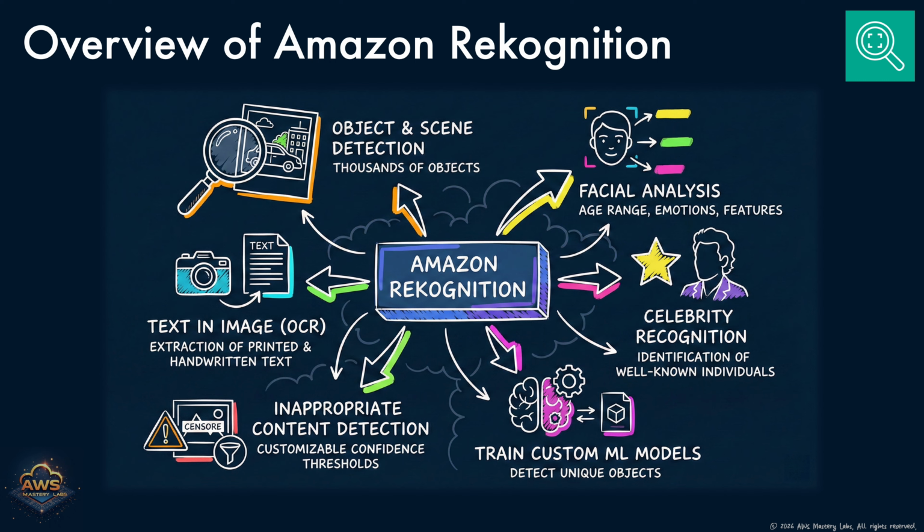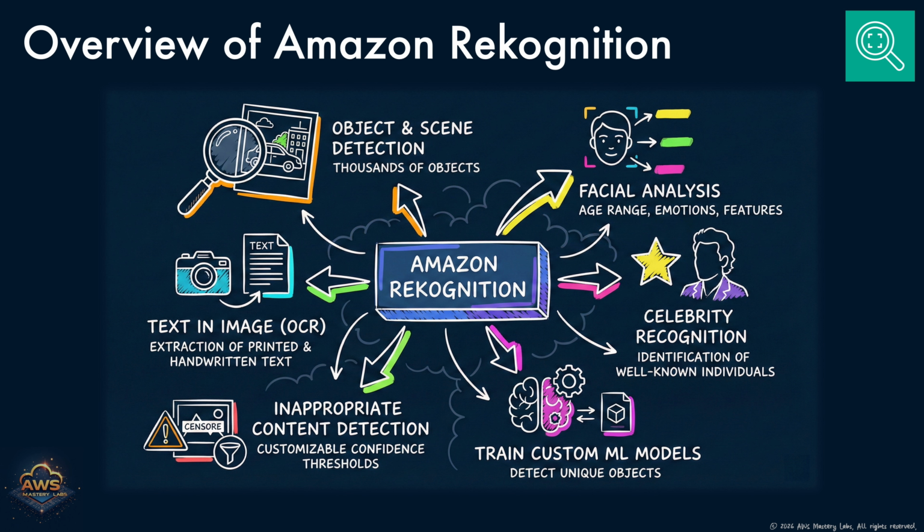One of its core capabilities is object and scene detection. Rekognition can identify thousands of common objects like vehicles, animals, and furniture, as well as general scenes like beach, city, or sunset. This is especially useful for automatically tagging media libraries, improving search functionality, or organizing large image collections.